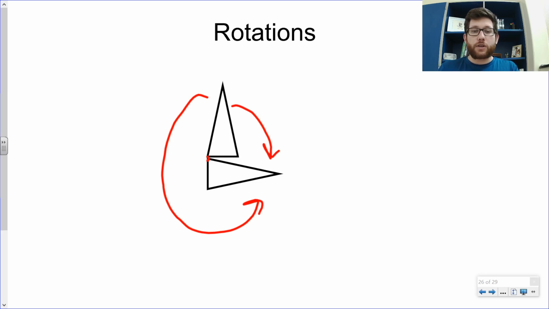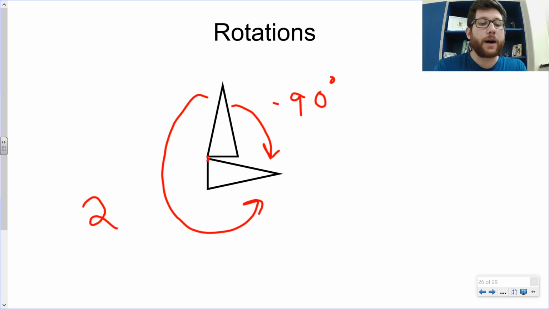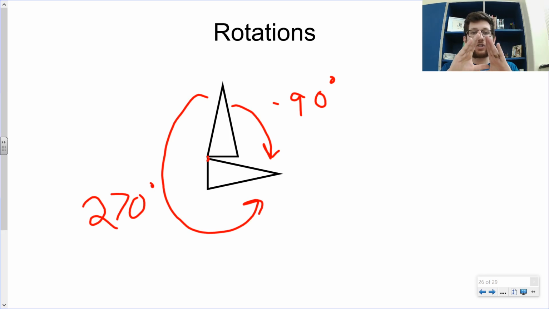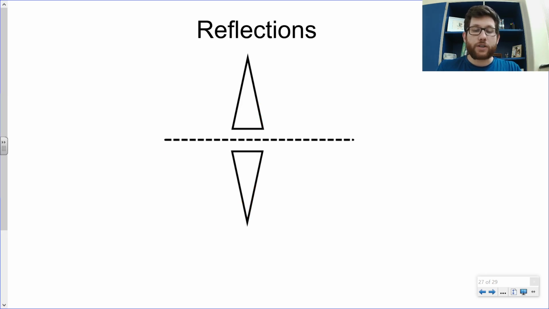Just in case you're curious, this would be a 90 degree rotation, but it's actually a negative 90 degree rotation because we're going clockwise. This would be a positive 270 degree rotation because we're going counterclockwise. So that's rotations, the idea that we're taking the shape around some point, whether on the shape or not, and we're rotating it. The third one is reflections.